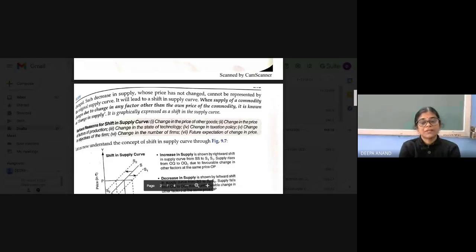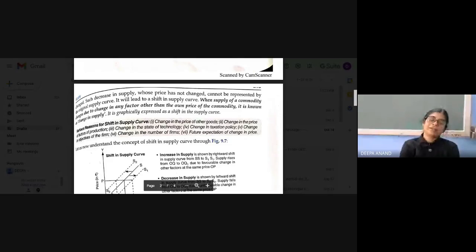With a rightward shift, what happens to supply? Increase in supply, rise in the supply. Supply increases when there is a rightward shift. And when there is a leftward shift, supply decreases. Decrease in supply.